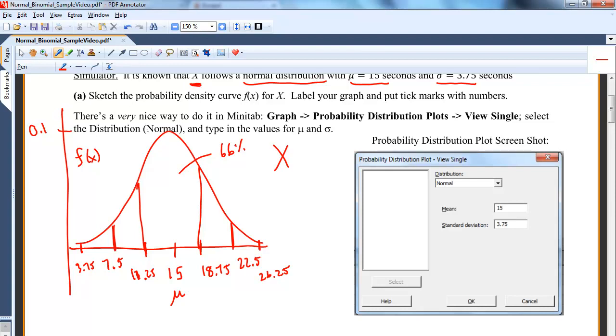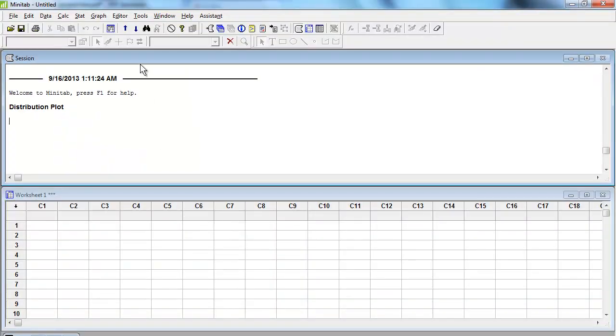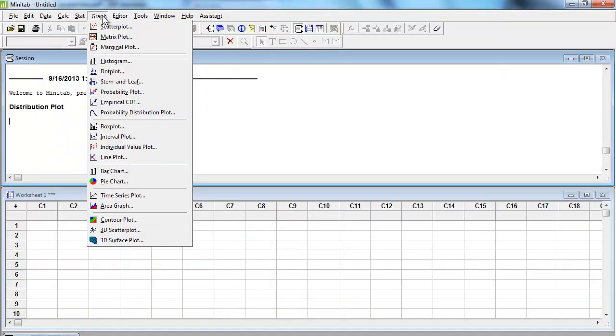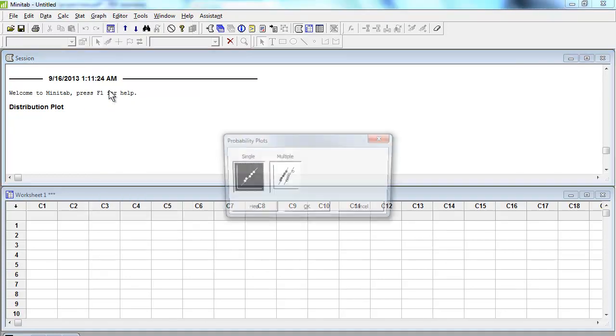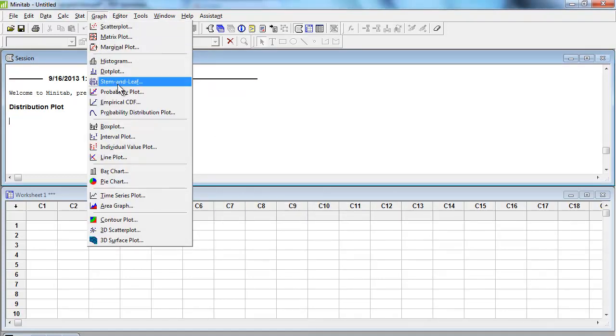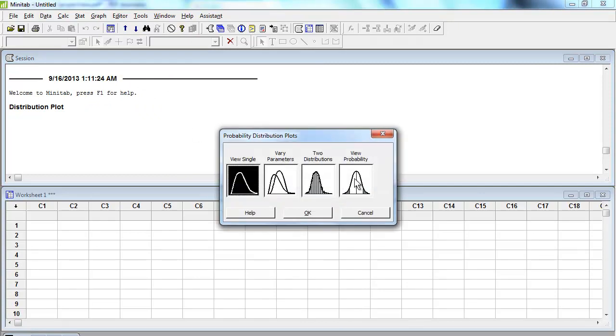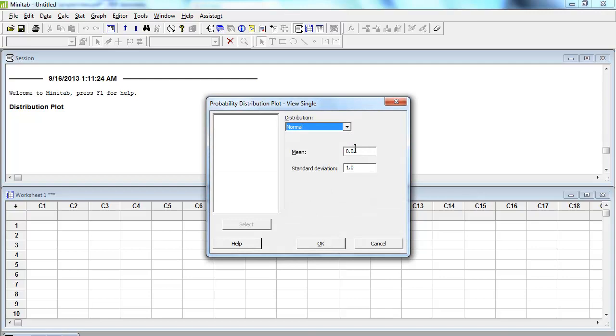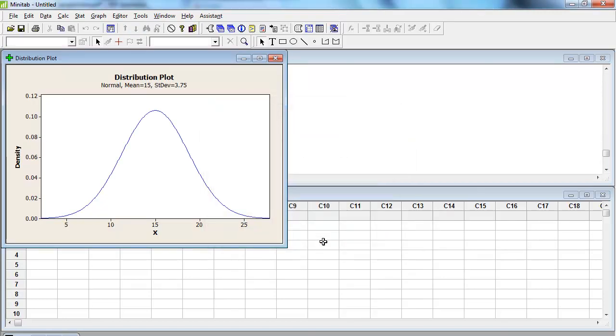So let me pull up Minitab here. So there we go. Graph. Go down to Probability Distribution Plot. Oh, I have the wrong one, sorry. Graph, Probability Distribution Plot. View Single, good. There's the normal. We had a mean of 15 seconds and a standard deviation of 3.75 seconds. And please draw that, Minitab. And there we go. And that looks, I think, a lot cleaner than mine.